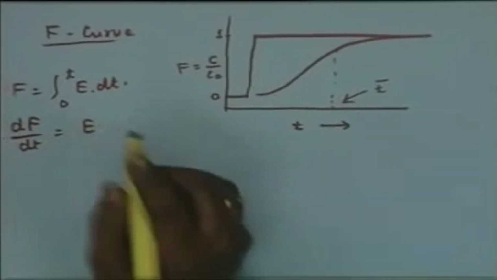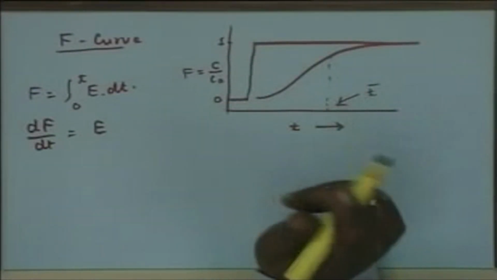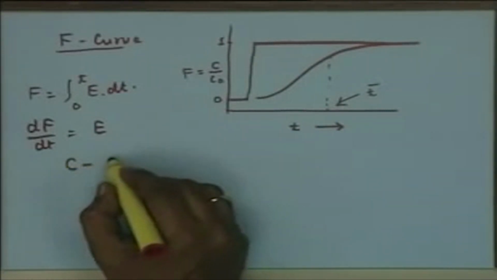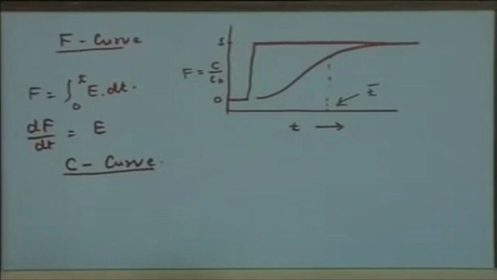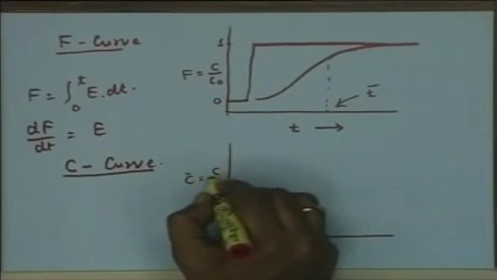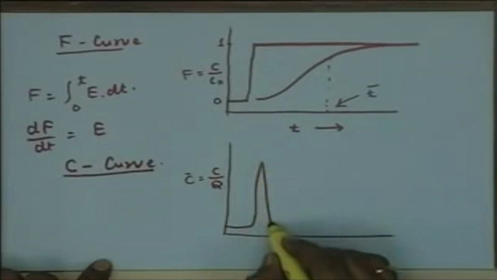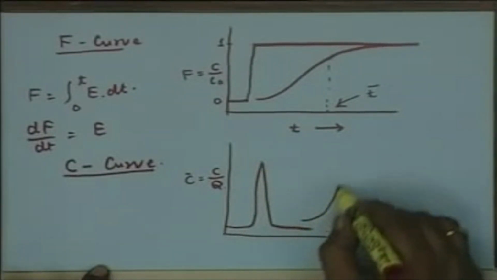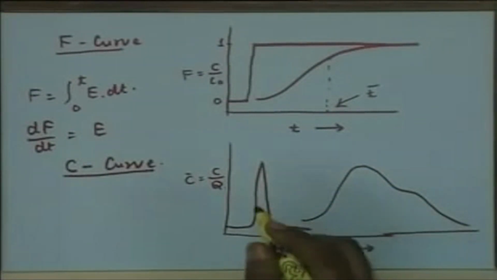And dF over dt is the E distribution, the differential of the function F, C upon C naught. On the other hand, the response to a delta input is called the C curve. Essentially we normalize it to get the response. For example, normalization in this case is C bar equal to C upon Q, where Q is the total quantity of stimulus given, and its response is monitored over a period of time.